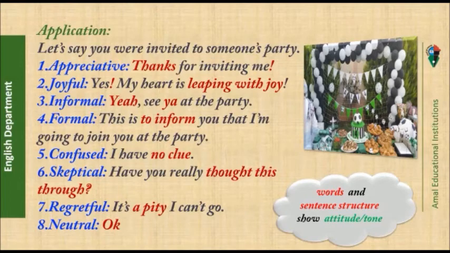In number 6, "thought this through," this phrase reveals that the writer is doubtful. In number 7, the word "pity" tells us that he feels sorry for not joining. He's really regretful. In number 8, it's neutral. The writer expresses no feeling, but he just says, "okay."